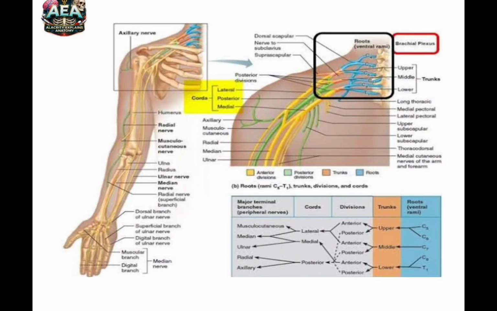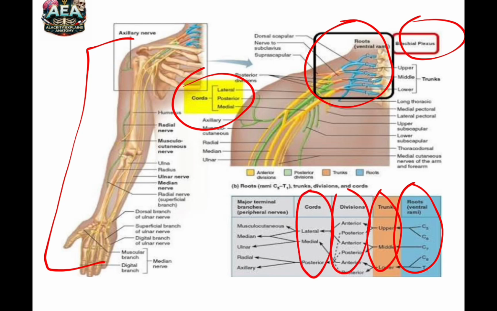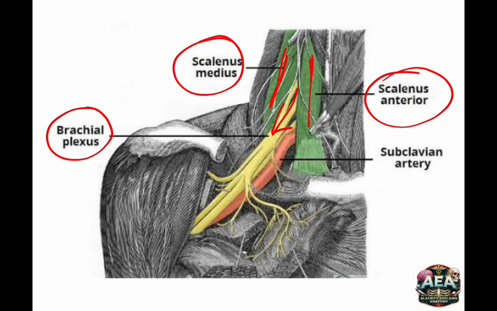So this is the brachial plexus. As you can see from this image, these are the roots of the brachial plexus. These are the cords of the brachial plexus. This is the upper limb, showing how the terminal branches and other branches of the brachial plexus supply the upper limb. We have a table here showing you the roots, the trunks, the divisions, anterior and posterior, the cords, lateral, medial, and posterior, and the major terminal branches of the brachial plexus. This is the subclavian artery.